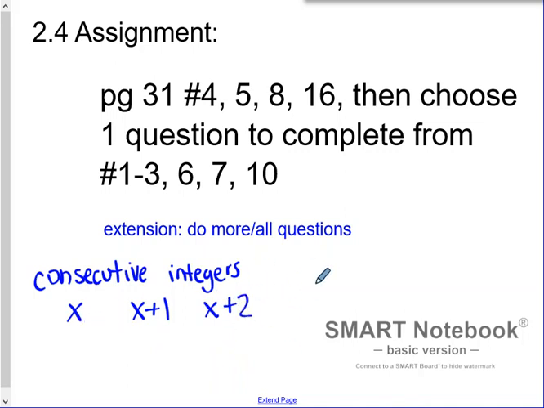And then so on and so forth. So the next consecutive integer I could write as x plus 3, the next one x plus 4, and so on and so forth. Okay, so those are consecutive integers. All right, you should be good to go.